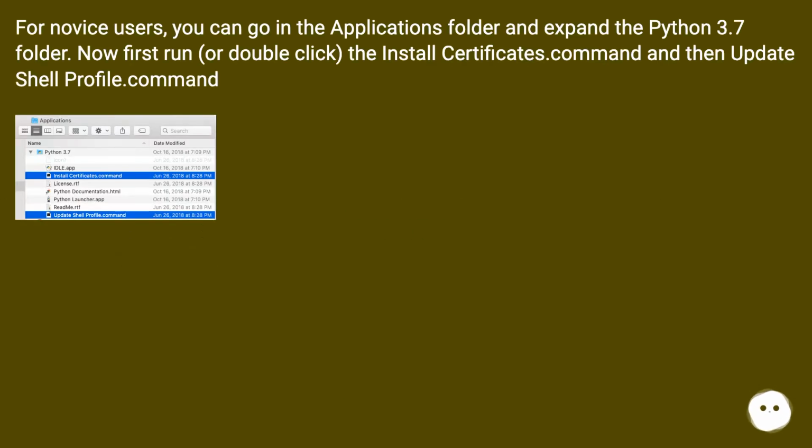For novice users, you can go in the Applications folder and expand the Python 3.7 folder. Now first run or double-click the Install Certificates.command and then Update Shell Profile.command.